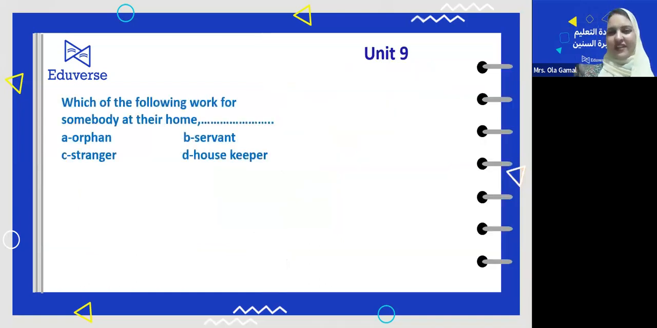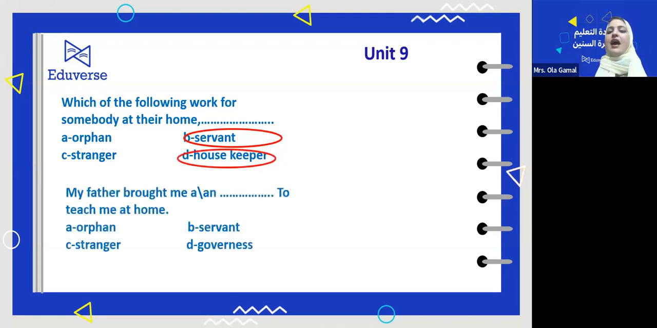Let's start answering the question. Which of the following work for somebody at their home? Orphan, servant, stranger, housekeeper. Try to guess. Yes, we have to choose two answers here. We have the servant and the housekeeper. They both work for people at their home.